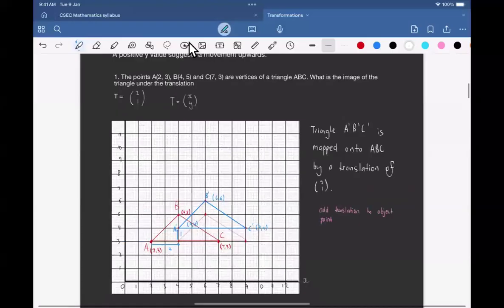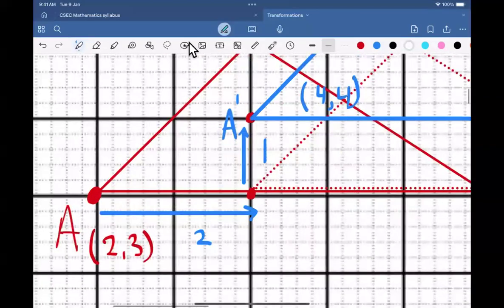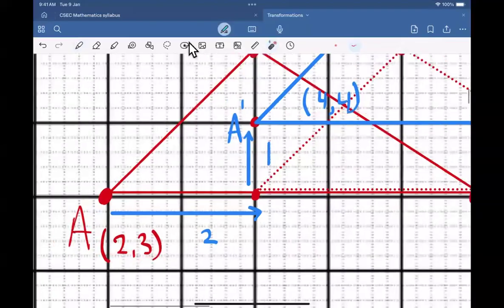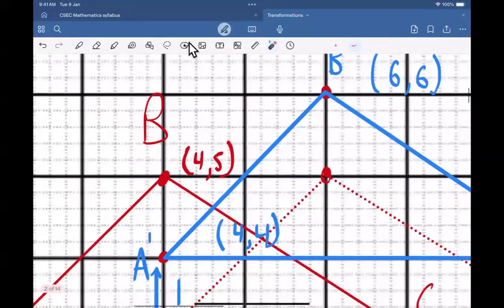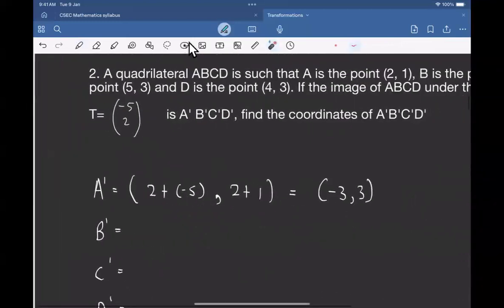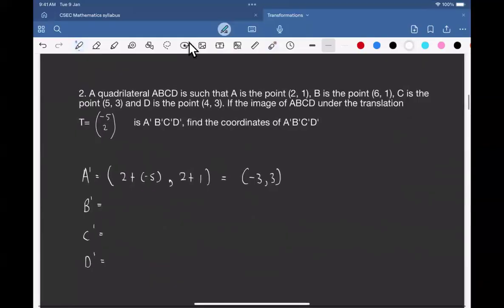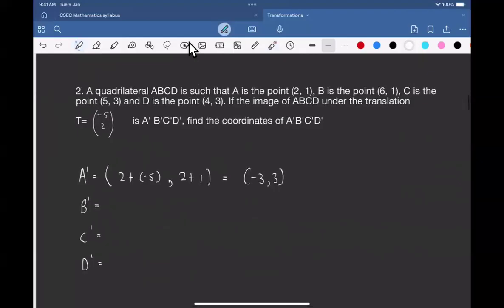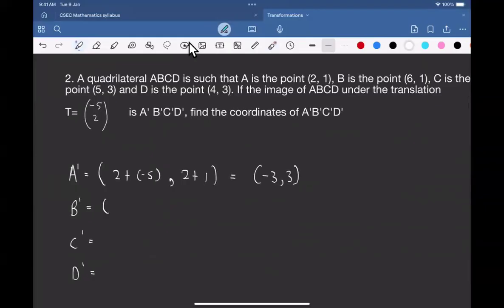So like 2, 1, I add 2 to my x value and 1 to my y value. You understand that? So 2 plus 2 is 4, 1 plus 3 is 4. Same thing over here. 4 plus 2 is 6, 5 plus 1 is 6. So over here now, if I want to find my image point, I'm just gonna add minus 5 to my x value and 2 to my y value. So tell me how I would find B prime.